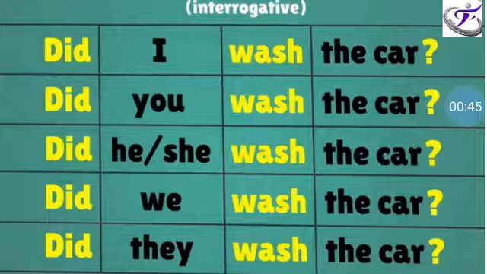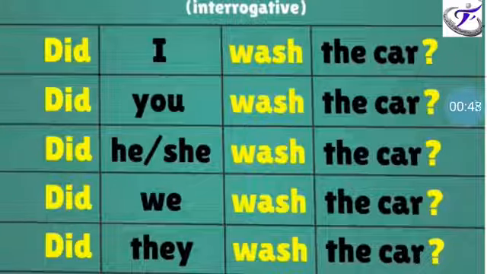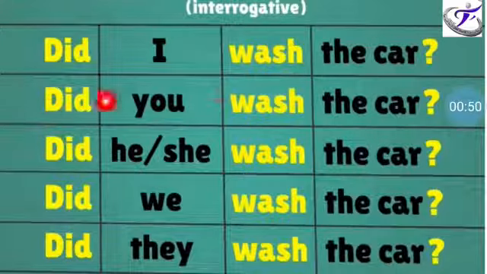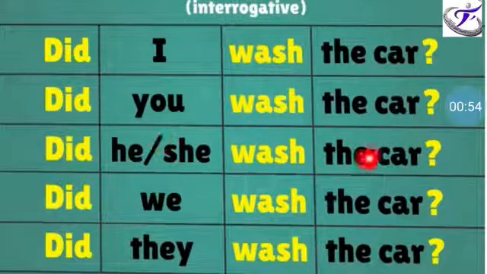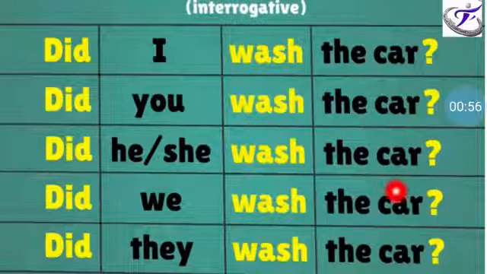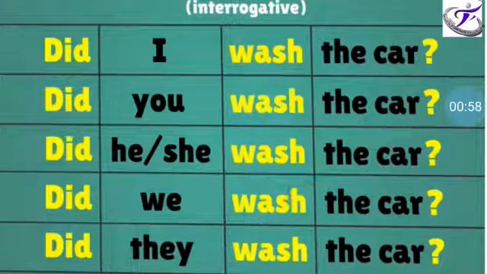Let's have another examples of interrogative form. Did I wash the car? Did you wash the car? Did he wash the car? Did she wash the car? Did we wash the car? Did they wash the car?